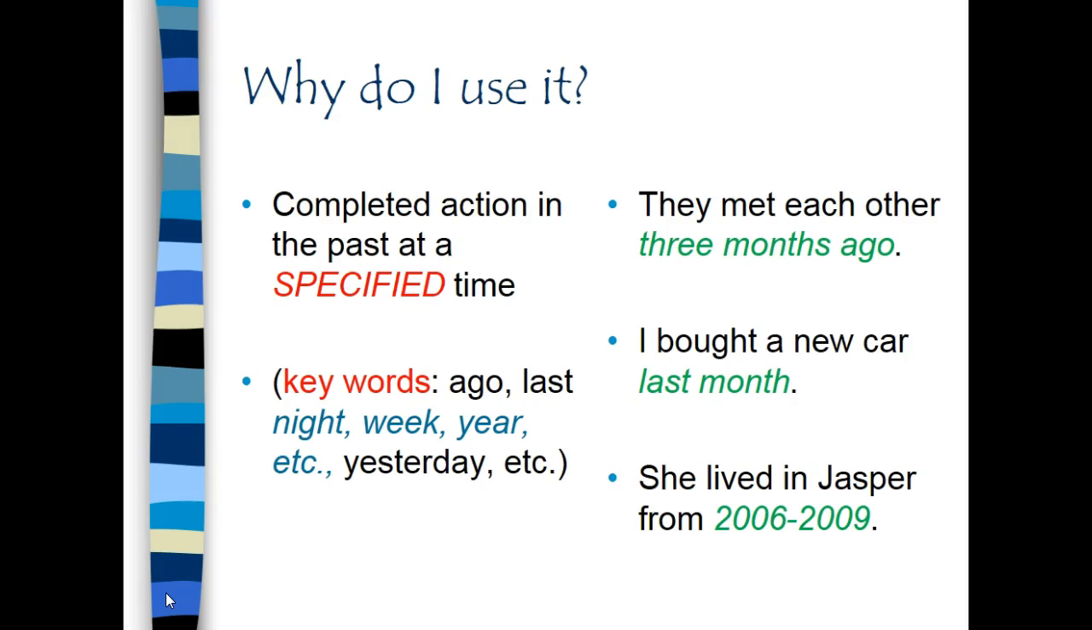Why do we use the simple past? It describes a completed action in the past at a specified time. Here are some examples. They met each other 3 months ago. Ago is my key word. I bought a new car last month. Last month indicates to me that the time is past, and it is also specified. She lived in Jasper from 2006 to 2009.